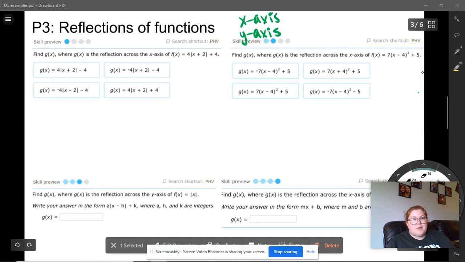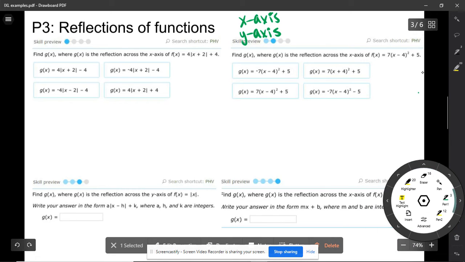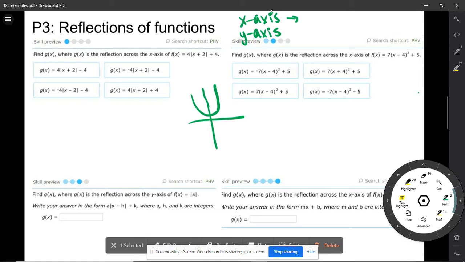Hi, we are going to be working on IXL topic P3, which is where we talk about reflection on the y-axis and the x-axis. So if we talk about reflection on the x-axis, if I have a graph here, and my function looks like this, it's going up and it's above the x-axis, and I want it to reflect on the x-axis, what's going to happen is it is going to flip vertically.